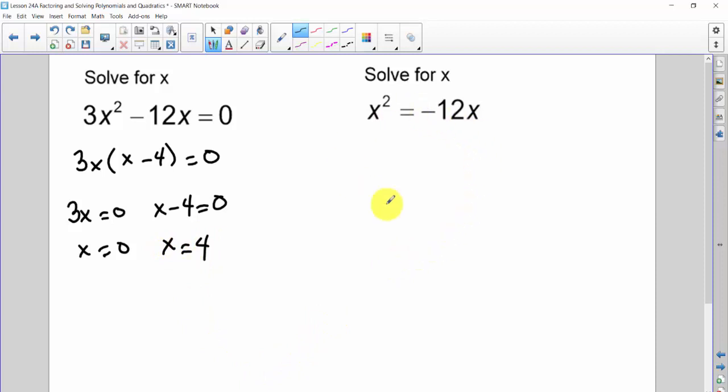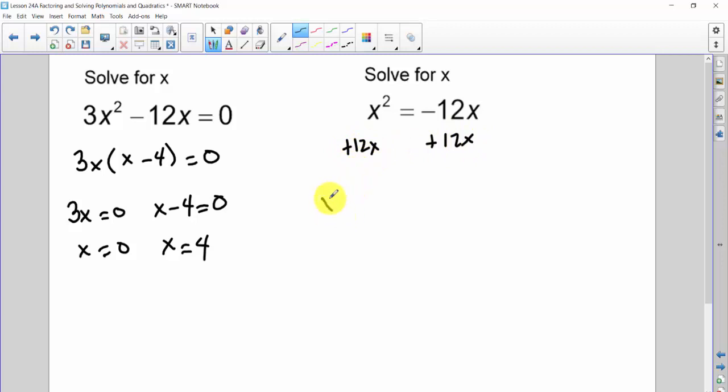Now you'll notice in this case I can't use the zero product principle because, first of all, it's not factored, and secondly, I don't have anything equal to 0. So what I'm going to do is keep my x squared term positive. That's always a big deal for me, trying to factor with a positive x squared term, and then add the 12x to the other side. So let's do that.